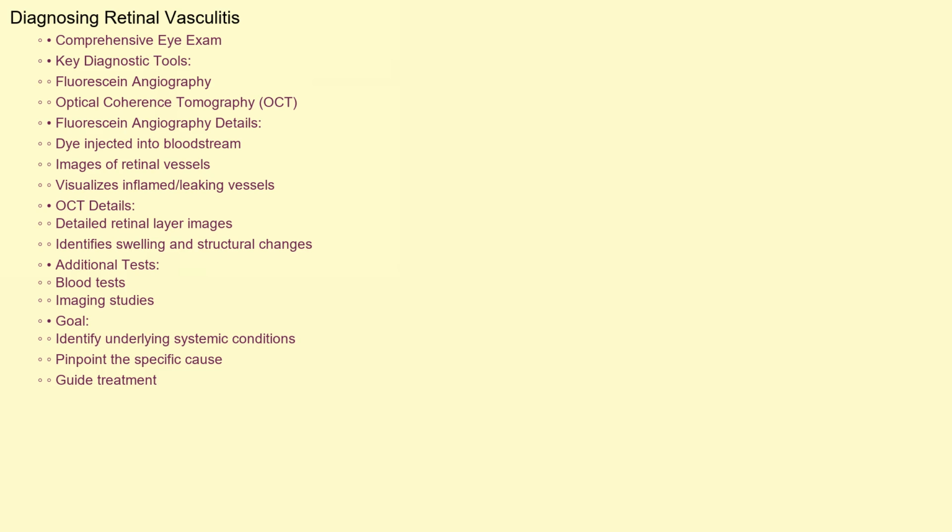Diagnosing retinal vasculitis involves a comprehensive eye exam. An ophthalmologist will examine the retina using instruments like an ophthalmoscope. Fluorescein angiography, where a dye is injected into the bloodstream and images are taken of the retinal vessels, is a key diagnostic tool to visualize the inflamed and leaking vessels. Optical coherence tomography, or OCT, provides detailed images of the retinal layers, helping to identify swelling and other structural changes. In addition, blood tests and imaging studies may be necessary to identify any underlying systemic conditions contributing to the vasculitis. The goal is to pinpoint the specific cause to guide treatment.